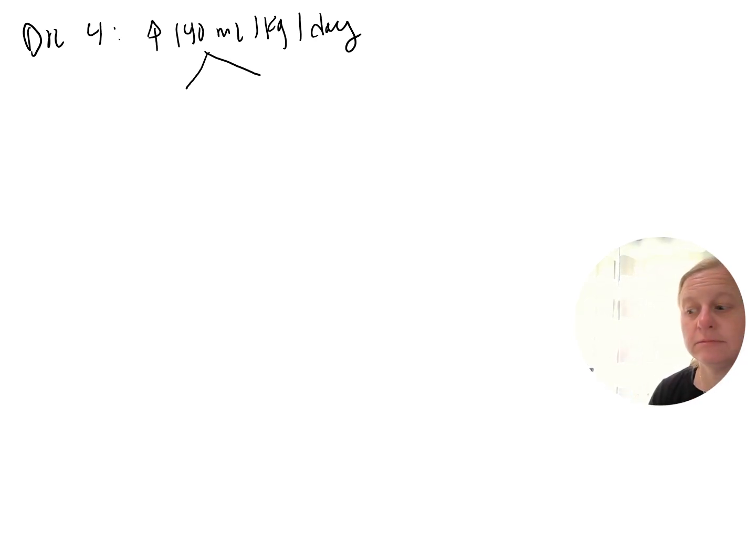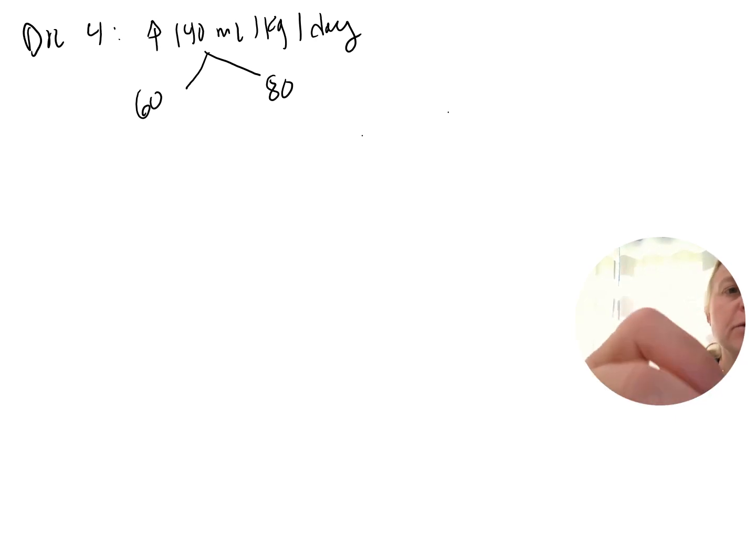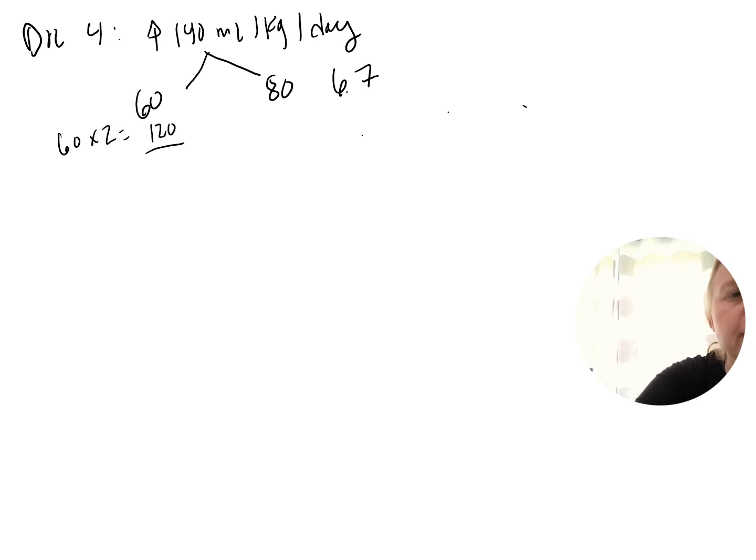We were at 40, so now our food's going to go to 60, right? And our fluid remains at 80. It hasn't changed. So our fluid is still running at 6.7. Our feeds are going to go 60 times 2, which is 120, divided by 8 feeds a day, right? 120 divided by 8, if only I was so good at mental math, is 15. So we've made it to 15 mils every 3 hours.